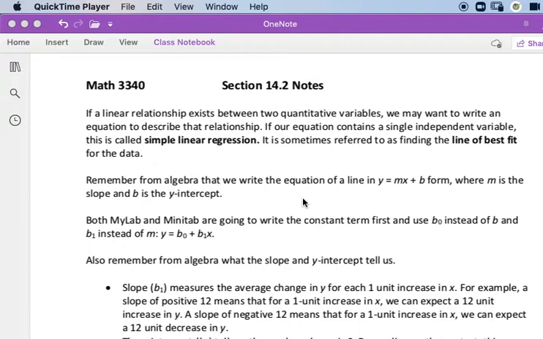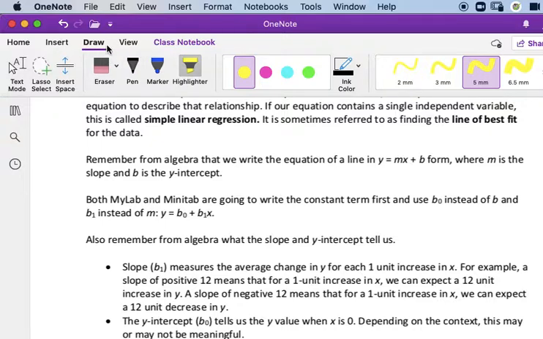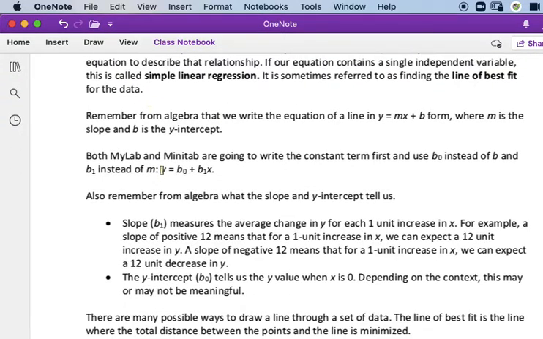So remember from algebra that when we write the equation of a line, we use y equals mx plus b form. M is the slope and b is the y-intercept. MyLab and Minitab are going to write this slightly differently because they like to write the constant term first. And in the book, you will see they use b0 to represent the y-intercept and b1 to represent the slope. So just keep in mind that the b0, the number that comes first and is not in front of x, is the y-intercept. The number that is in front of x is the slope.